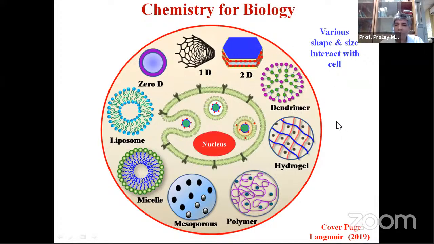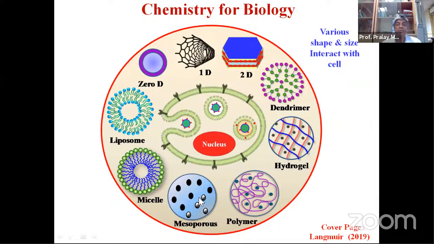So this is one of our cover pages on this topic, showing the different dimensions of the molecules, starting from 0 dimensions, 1 dimension, 2 dimensions. It can be a small molecule or a large molecule, and their structures can be like this, which is known as the dendrimer. Sometimes they can be hydrogels. Sometimes the drugs can be embedded in the polymer as a complex molecule.